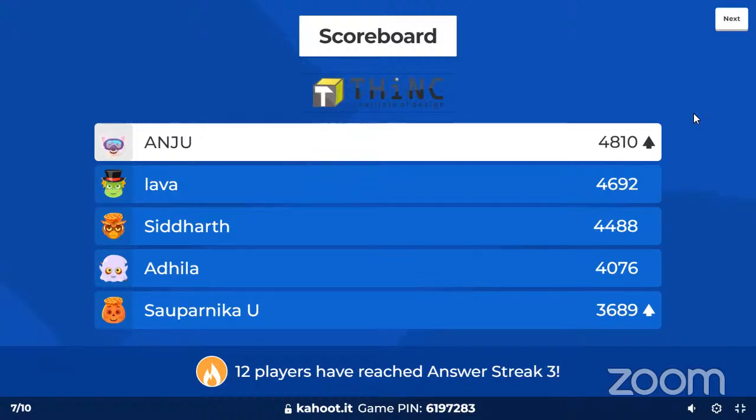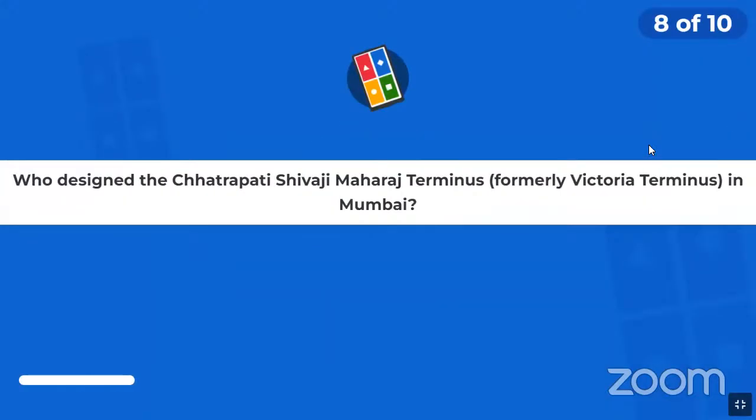And again, the variation among the scores is not that much. All of the top four are in the 4,000 range, and I think there is still scope. And three more questions to go, so anything can happen. So let's move on to the eighth question. Here is the eighth question for you, and yes.